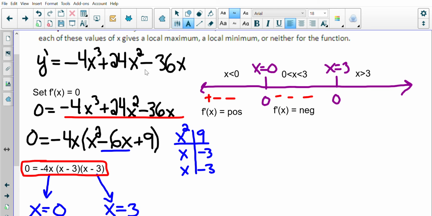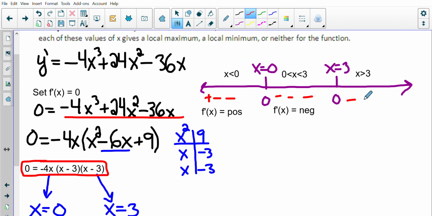All right, and the last part, x is greater than 3. Again, I'm going to plug in a 4 here. Negative 4 times 4 is negative. Then times 4 minus 3 is positive. Times another 4 minus 3, also positive. So negative times a positive is negative, times a positive, negative.